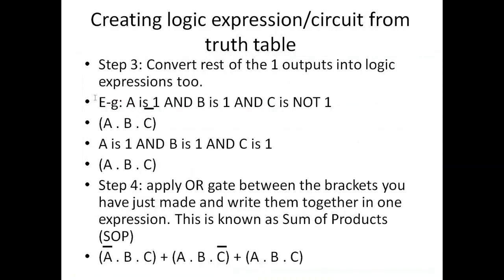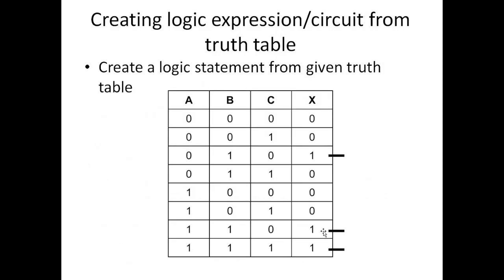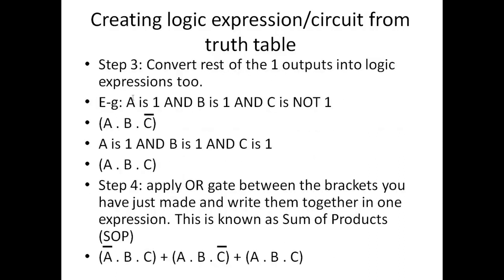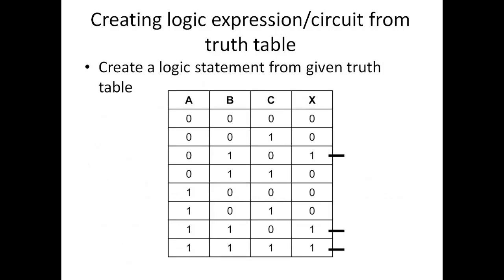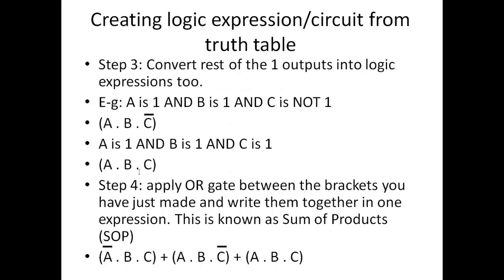Then convert the rest of the 1 outputs into logic expressions too. How? The next line we have is A is 1, B is 1, but C is not 1. So we go with A dot B dot C bar. And the last one we have, all are ones, meaning A is 1, B is 1, and C is 1. So A dot B dot C, bracket close.